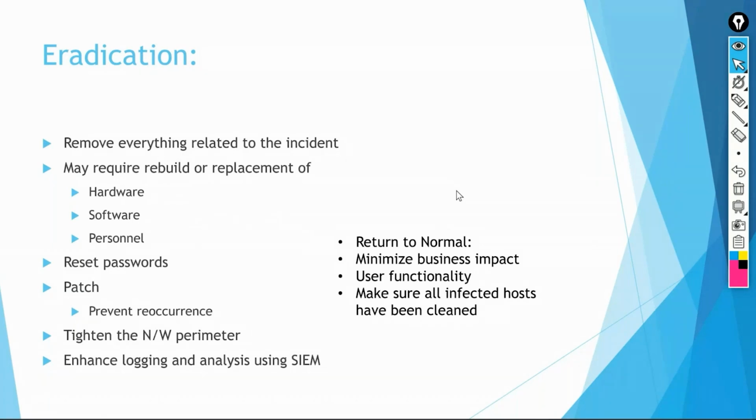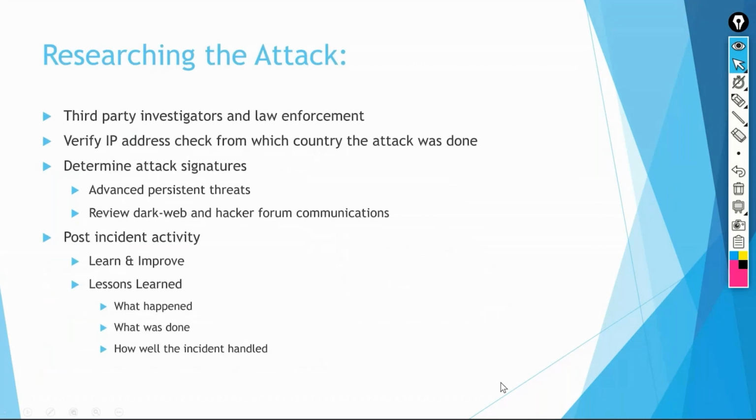The next is researching the attack. Now, what do you mean by researching the attack? Once you have eradicated the system, start researching the attack: what went wrong, how it went wrong. Try to conduct a third party investigation and involve law enforcement, verify the IP address to see from which country the attack was done, try to identify the attack signatures, whether it was a 0-day attack, and review dark web and hacker forum communications for more details.